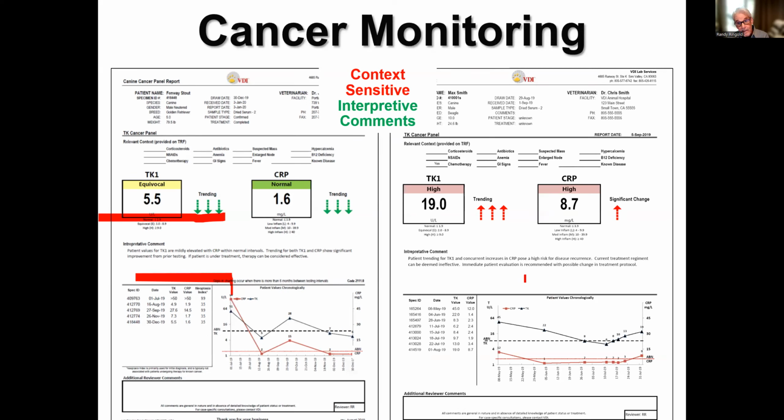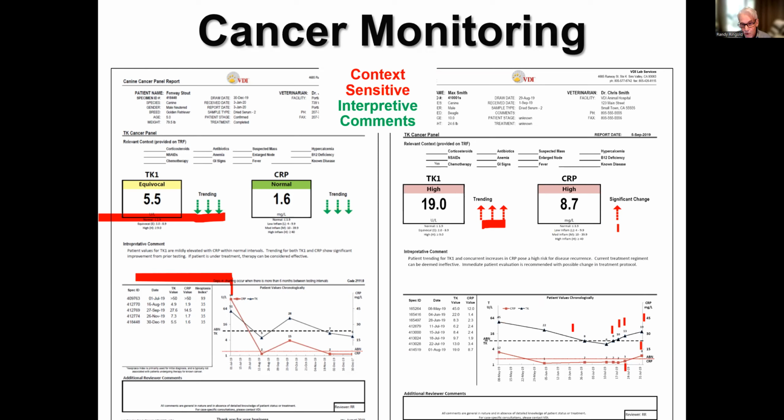On the one on the right, it's trending the opposite. You can see that things are going up. The TK1, you can look at it right here, it's going up. 4 data points going up. So it's telling you that it's going up. On the CRP, there was a significant change. It went from normal to abnormal in one shot. So that's a significant change. And this would be a classic case of a lymphoma case.